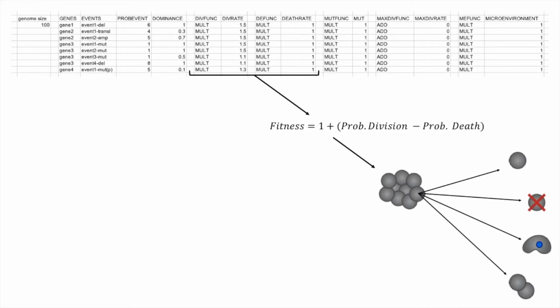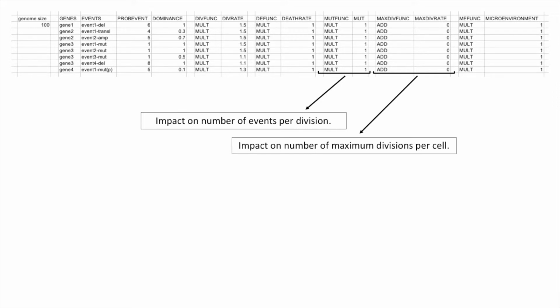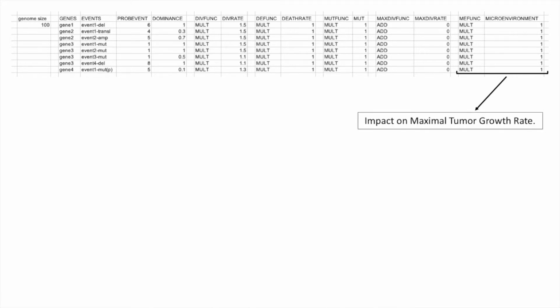Additionally, the number of events per division and the maximum number of divisions per cell can be chosen to, respectively, model the mutator phenotype and cell senescence. Finally, EasyCancer also allows to model the impact of tumor microenvironment, affecting the maximal tumor growth rate when this function is enabled. Besides, for each effect, the operation can be set as multiplication or addition.